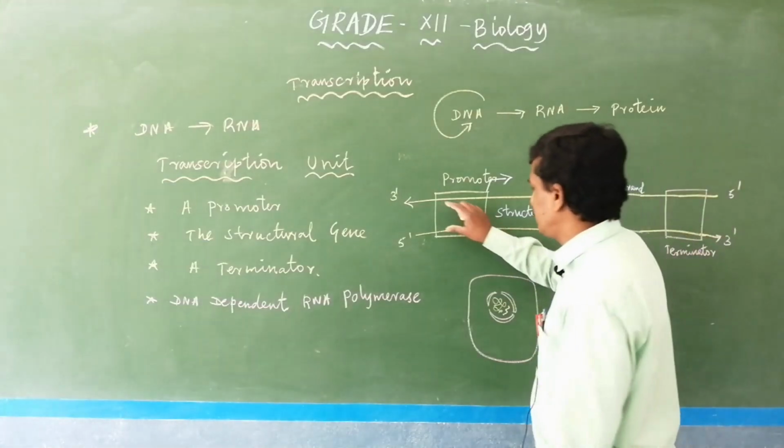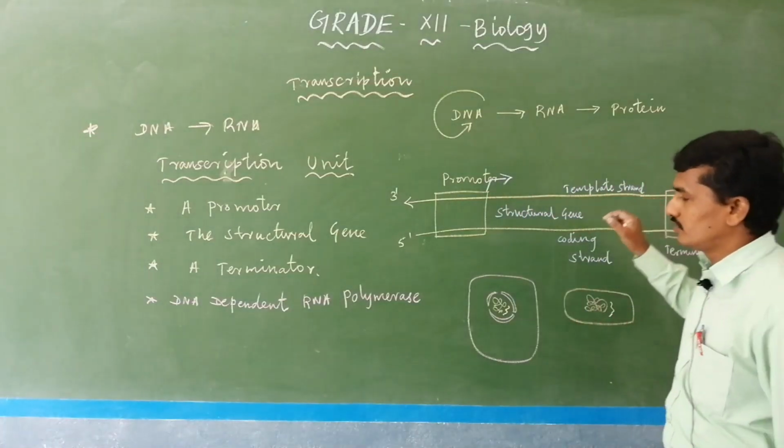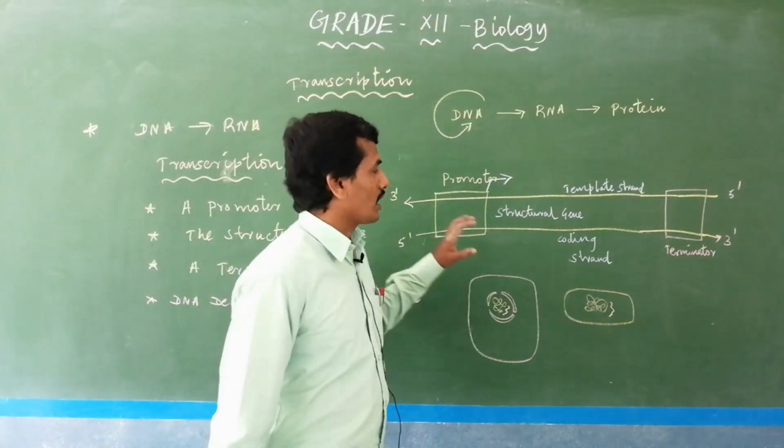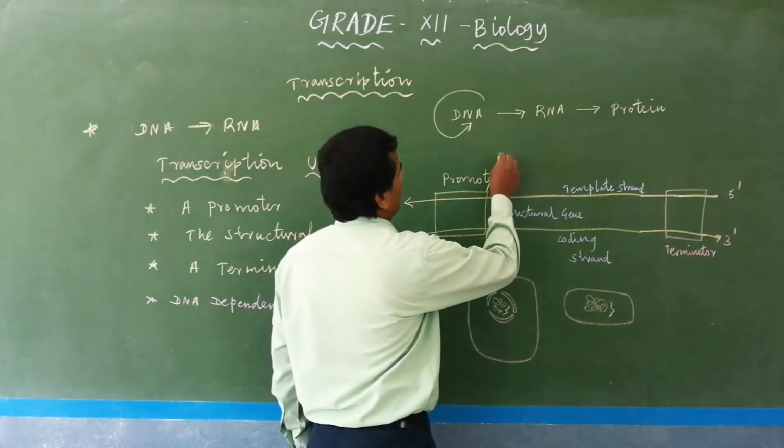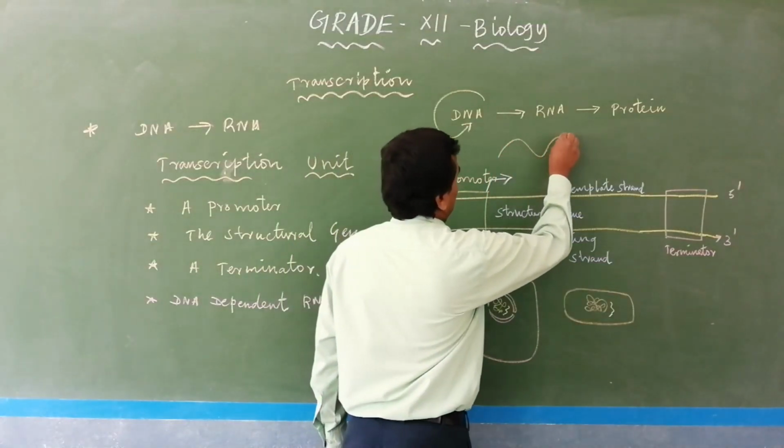Listen to the drawing. This is nothing but DNA, a double helical structure. Normally we know this DNA is a double helical structure.